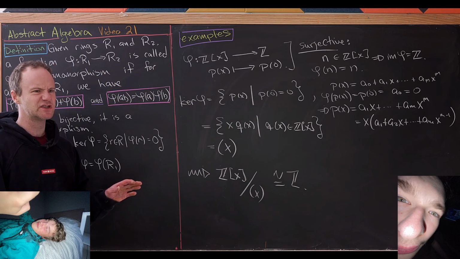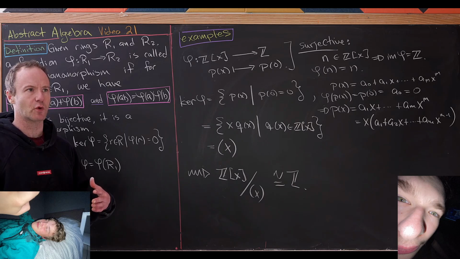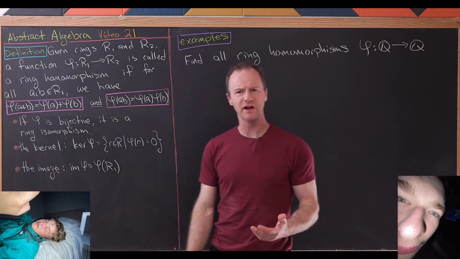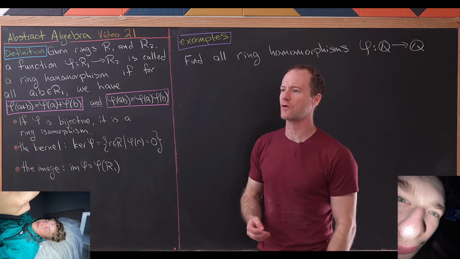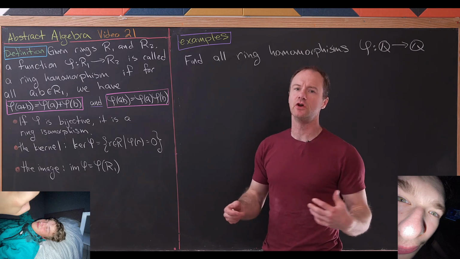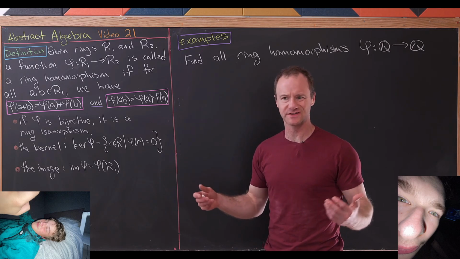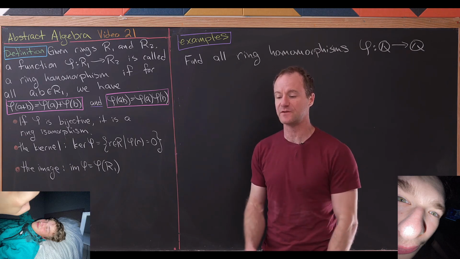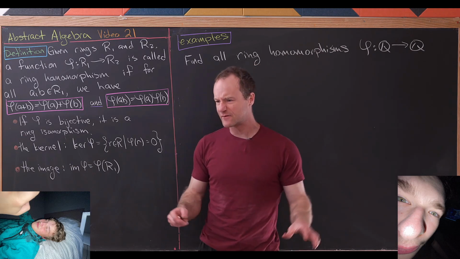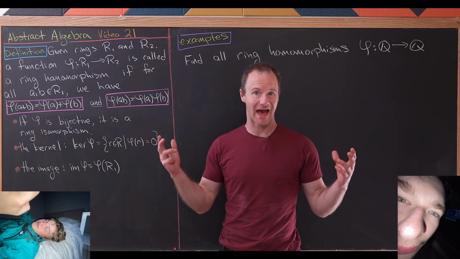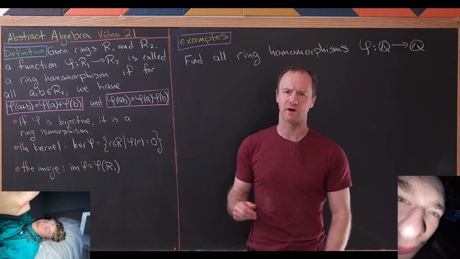Okay, so now let's do some examples exploring what types of ring homomorphisms exist in certain situations. Now we're going to explore exactly how restrictive the notion of a ring homomorphism is by finding all such ring homomorphisms in a few situations. And of course, you could change the domain and the codomain at will here and produce more exercises of this type.